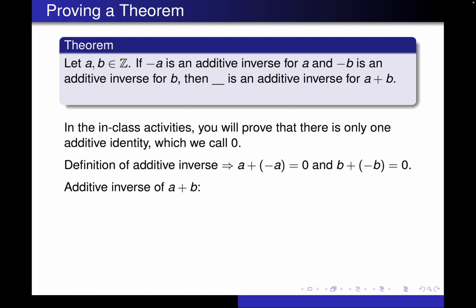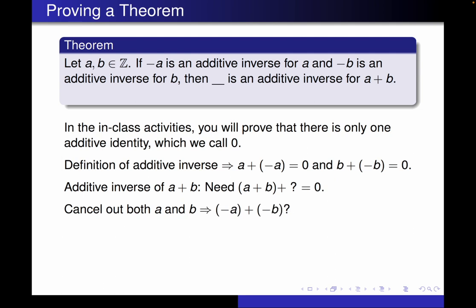So if we want to find the additive inverse of a plus b, we've got to find a number that we can add to a plus b to give us 0. And once we find that number, that's what we're going to put in our theorem. Well, let's see. In order to cancel out a plus b, we've got to cancel out a. We've got to cancel out b. Negative a cancels out a. Negative b cancels out b. So negative a plus negative b seems a really good candidate for the additive inverse of a plus b.